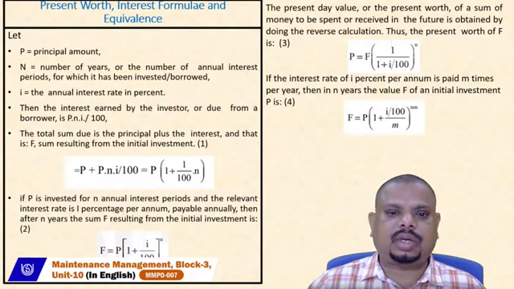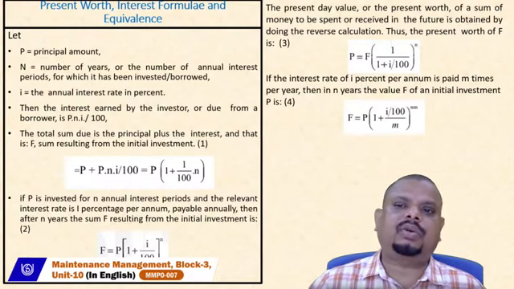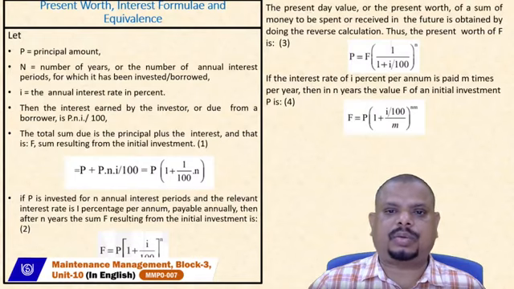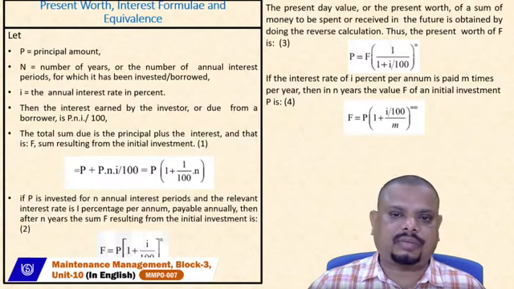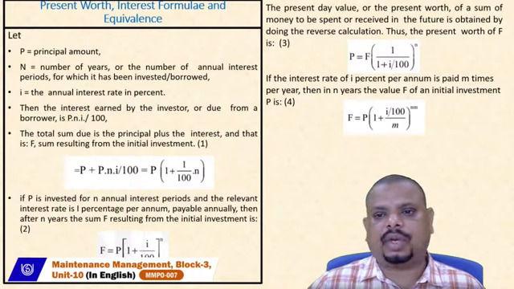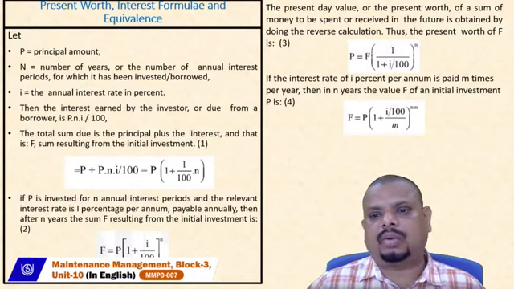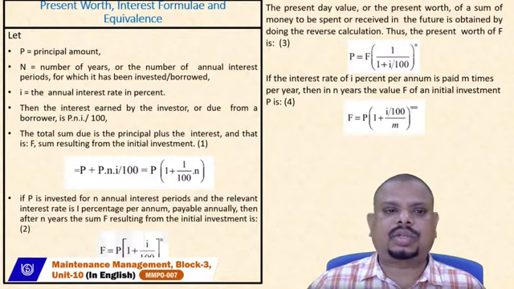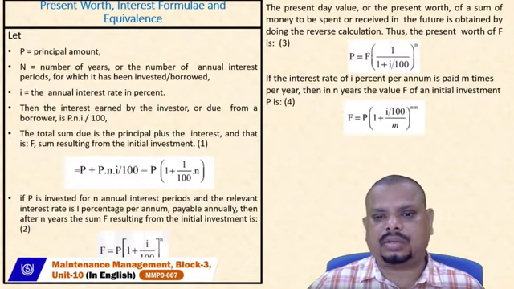So this is the equation known as 2, where the present value and the present worth of a sum of money to be spent or received in future is obtained by doing the reverse calculation. Thus, the present worth, that is the principal amount P, equals F into 1 divided by (1 plus I divided by 100) to the power n. So this is equation 3 for calculation of present worth and the interest formulas and equivalence.